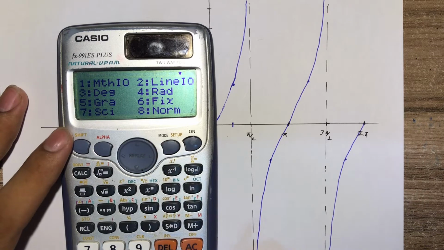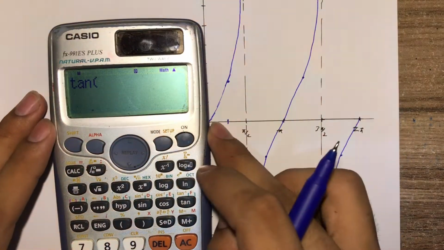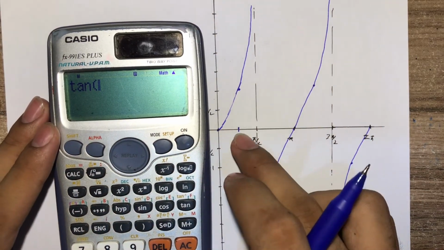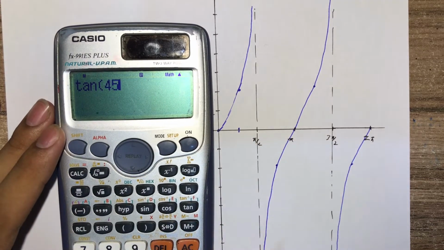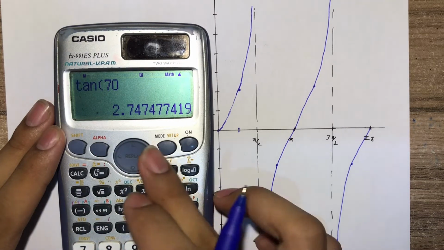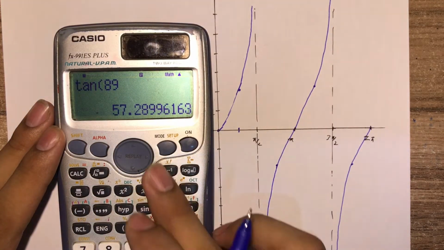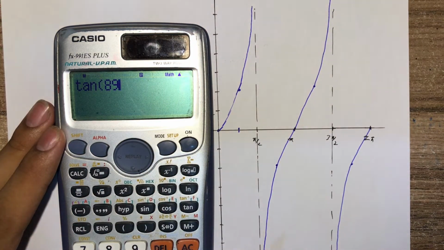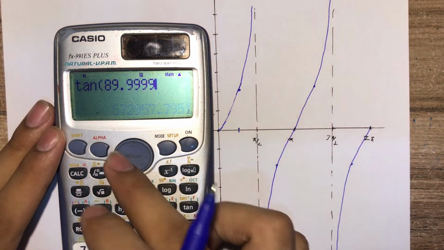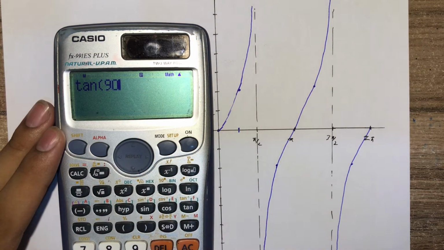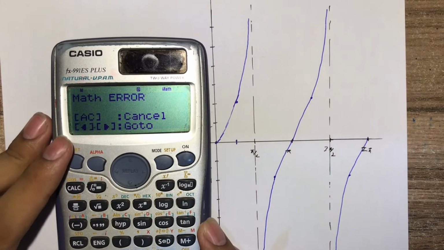If I take this in degrees, so this is 90, so this is tan 45. At tan 45 we have 1, then at tan 50 it's 1.19, at tan 70 it's 2.74, at tan 80 it's 5.67, at tan 89 it's 57 point something, and then tan 89.999, the value is increasing, but the moment you touch tan 90, it's a math error, right? I hope this is clear.